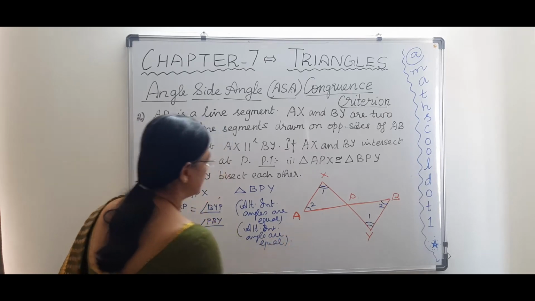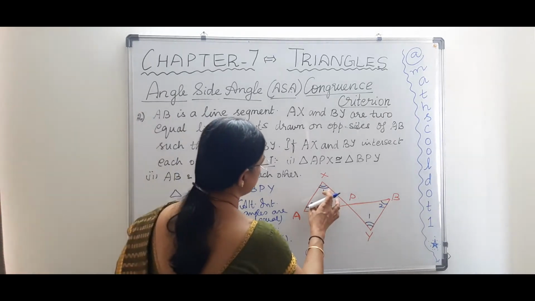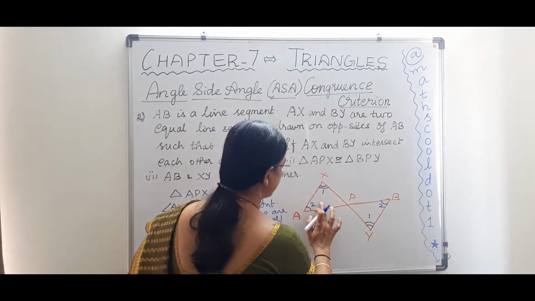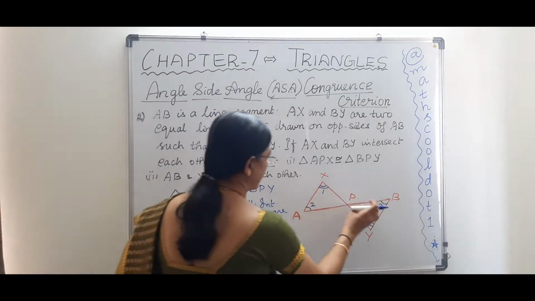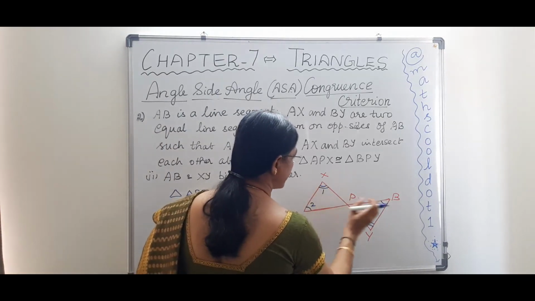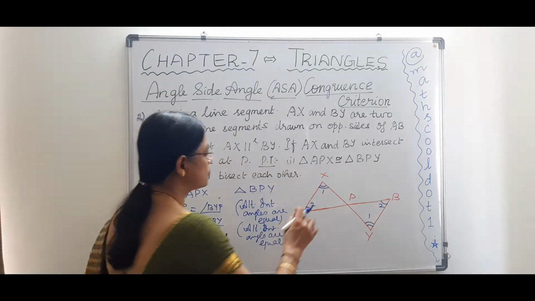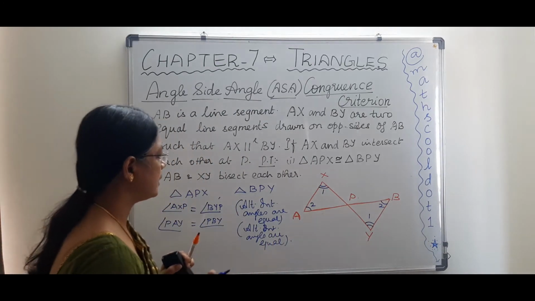Okay. So we have taken alternate interior angles. See these two angles. This angle is equal to this and this angle is equal to this. And we have identified two triangles also, APX and BPY. In two triangles, two angles are equal, right? A pair of angles equal.